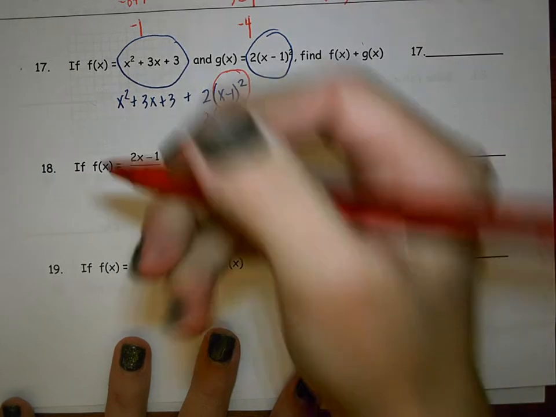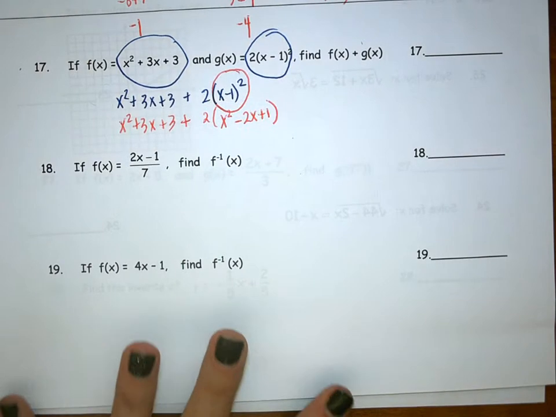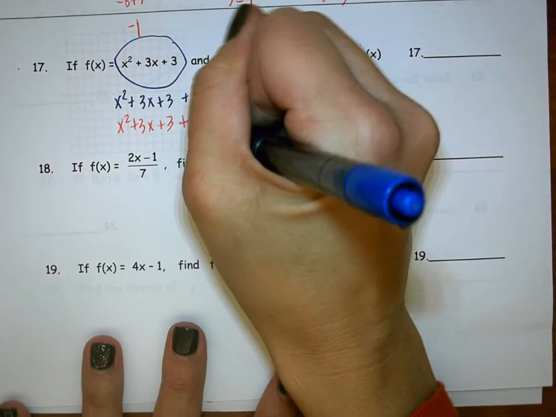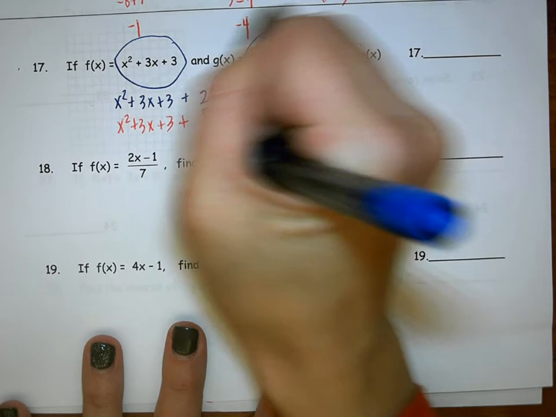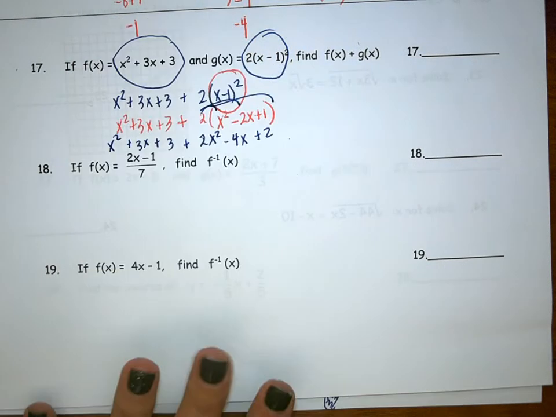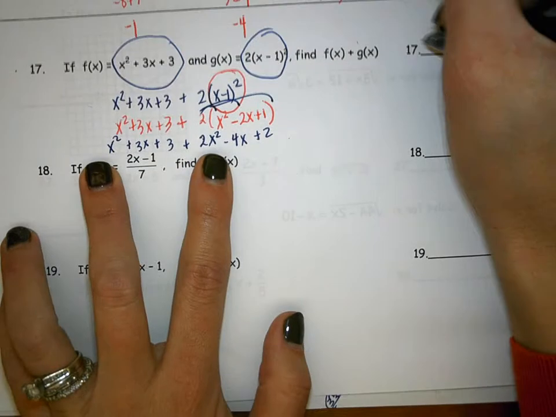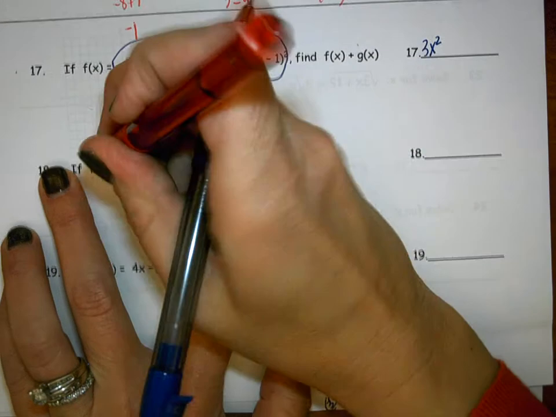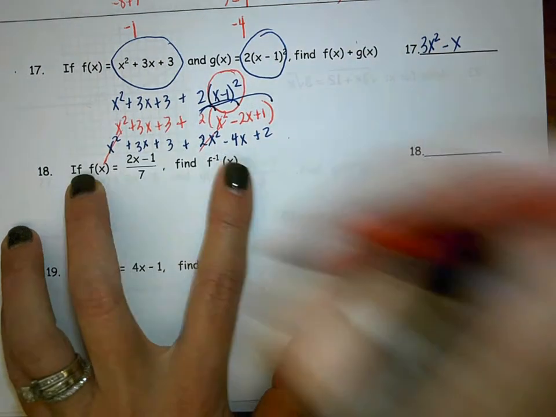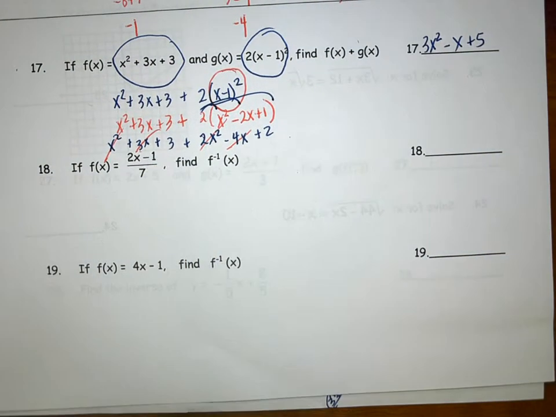Okay, and I still have all this other stuff. X squared plus 3x plus 3 plus that. What will I do now? Distribute. Very good. So we get 2x squared minus 4x plus 2. And then again, I still have all this other stuff. And lastly, we will combine our like terms. So x squared and 2x squared makes 3x squared. That part's done. We have a 3x and a -4x, which makes a -x. And then we have a plus 3 and a plus 2, which makes a plus 5. Questions there?